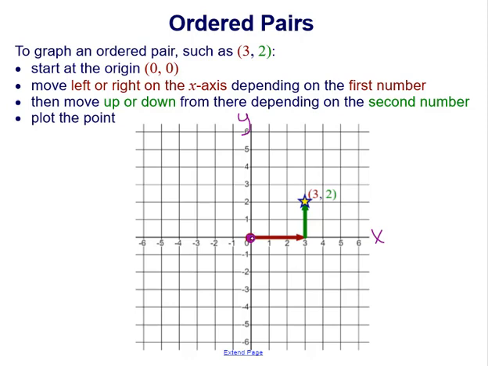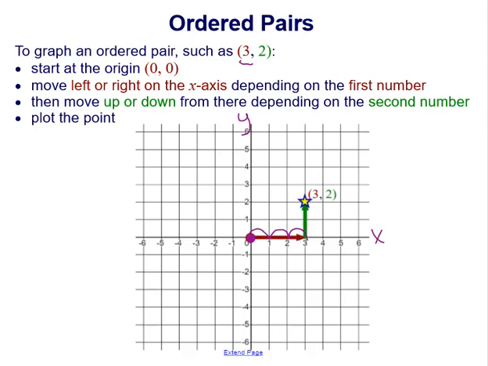And then you move left or right on the x-axis depending on the first number. So in our example of 3, 2, the first number is 3. Since it's positive, that tells us to move to the right. And since it's 3, we're moving to the right 3 from the origin. So 1, 2, 3.